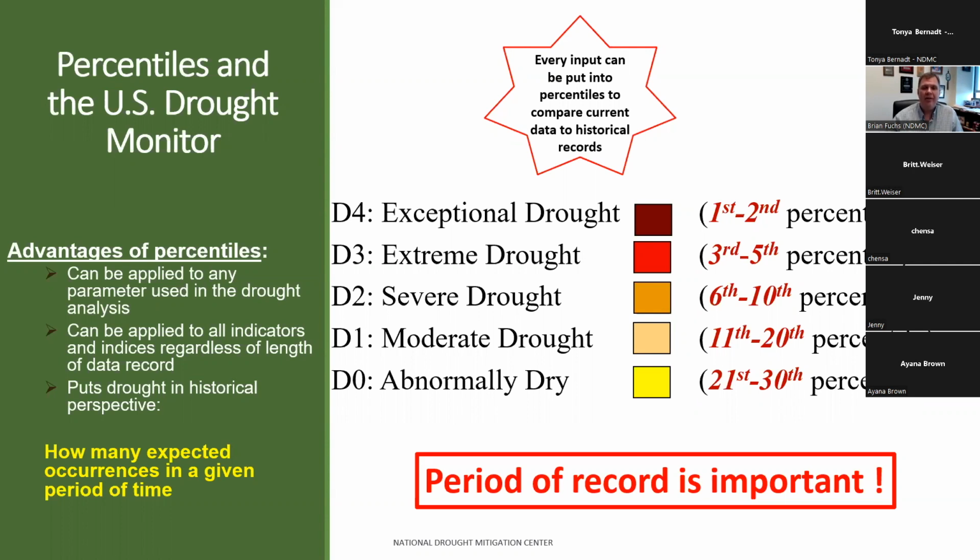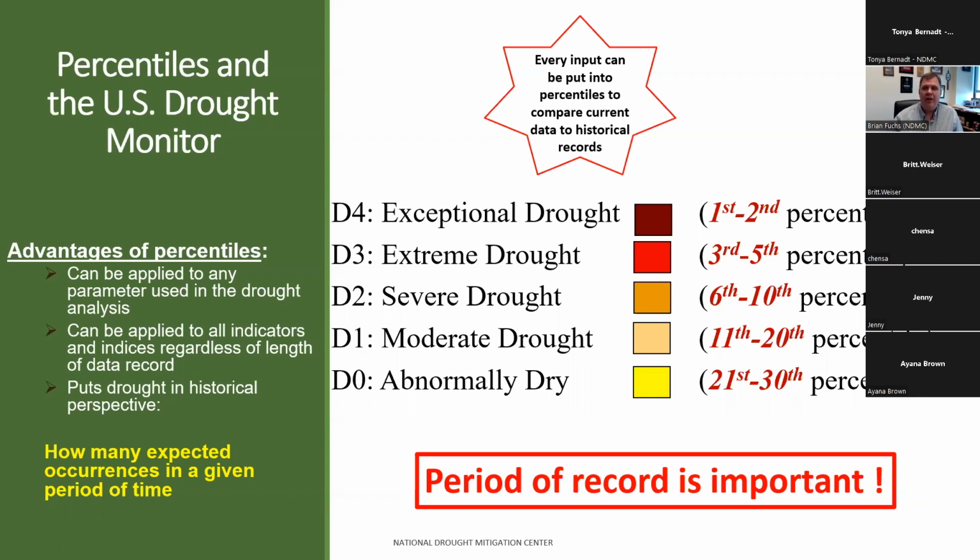Well, you can still put each one of those indicators into the percentile ranking category, and it correlates directly to the different D levels, D0 through D4 on the Drought Monitor map. And so what that's saying is abnormally dry, the majority of the indicators are falling into the 21st to 30th percentile. Moderate drought is the 11th to 20th percentile. Severe drought, the 6th to 10th. Extreme drought, D3, is the 3rd to 5th percentile. And D4, again, that 1st to 2nd percentile.